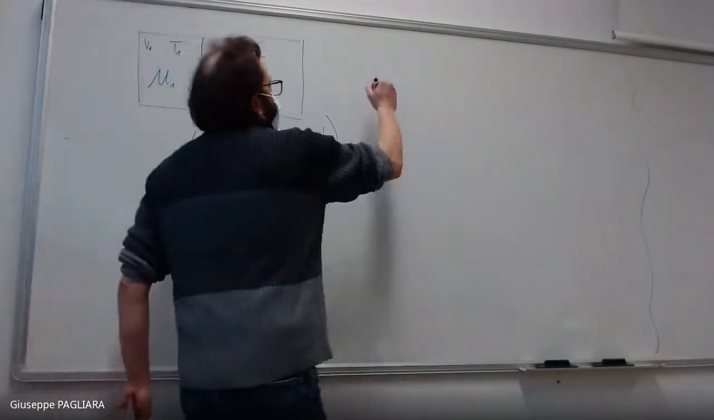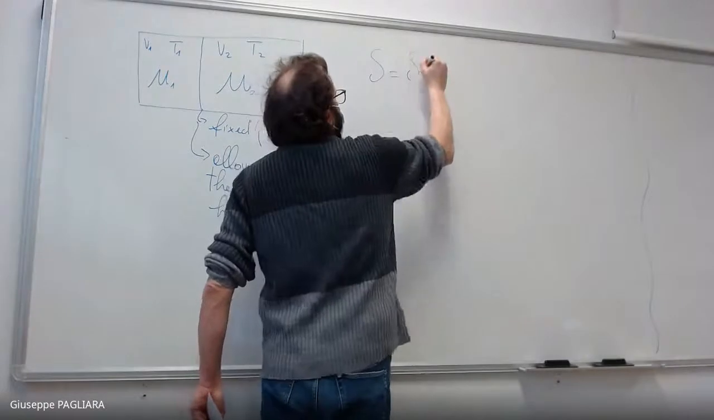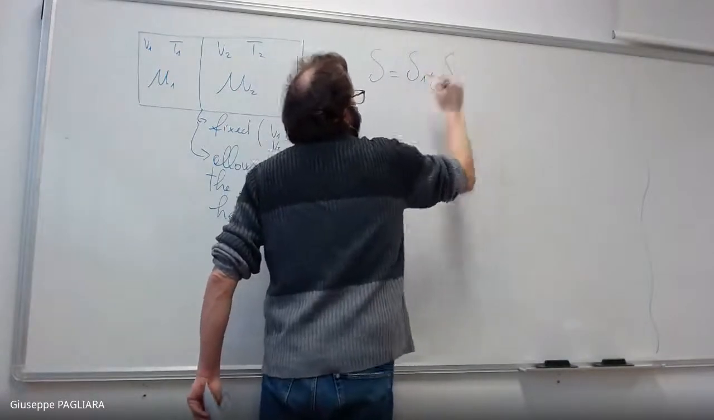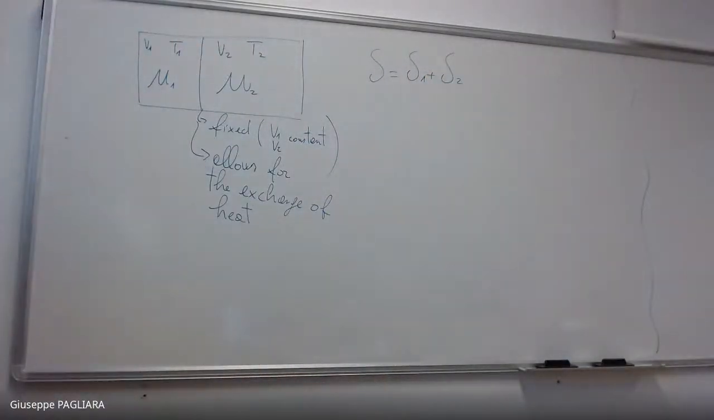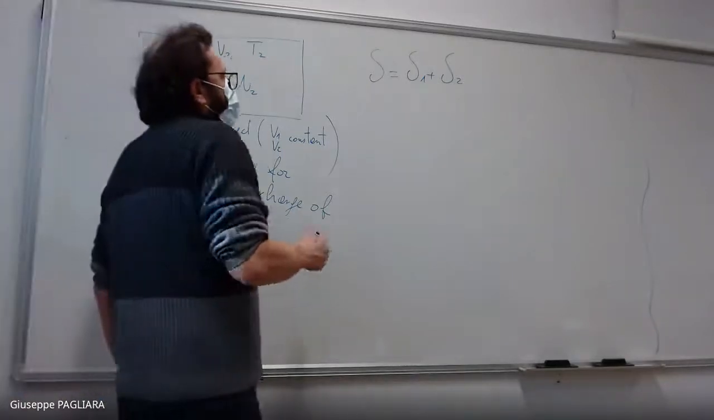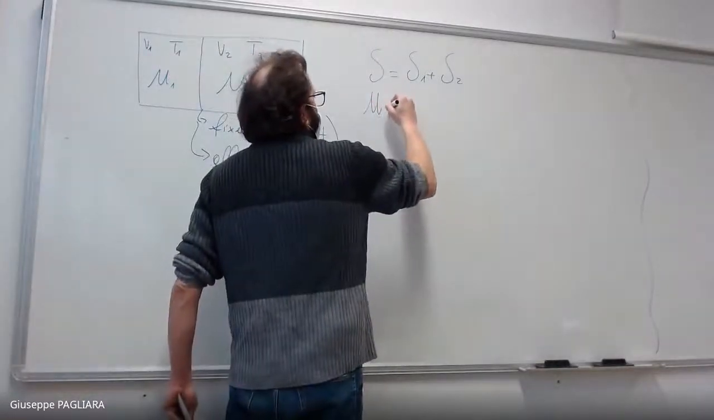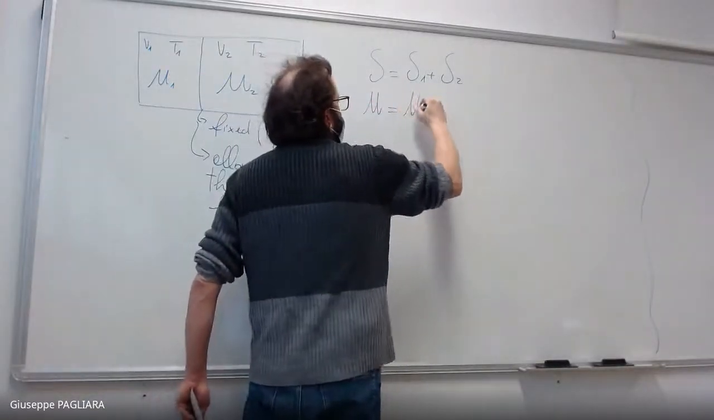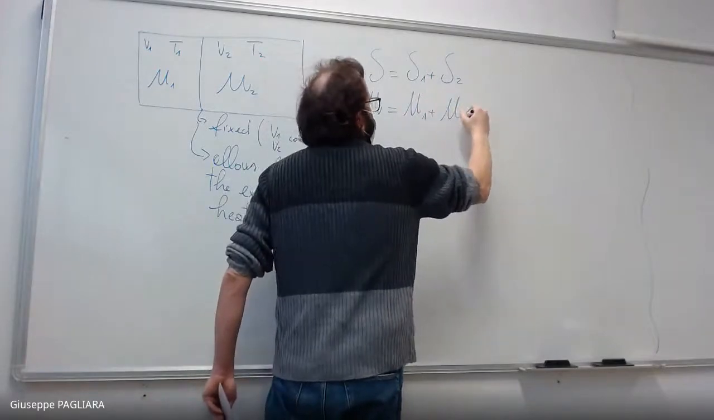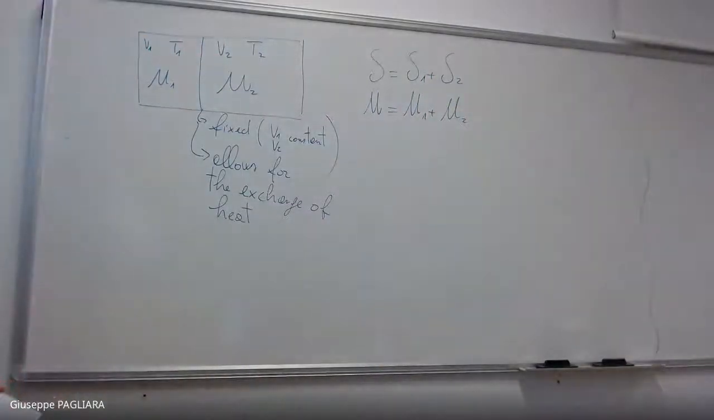Now the total entropy S is equal to S1 plus S2. Remember that the entropy, as the internal energy, are extensive variables. So that means that if I have two systems or n systems, the total entropy or the total internal energy is just the sum of the single system internal energy or entropy. And again, the total U is equal to U1 plus U2.